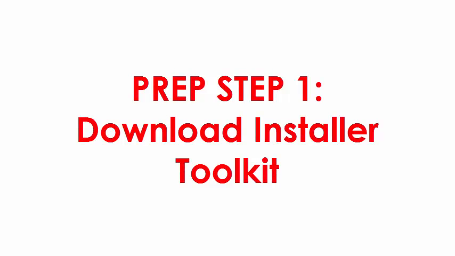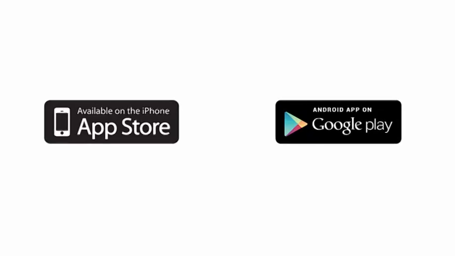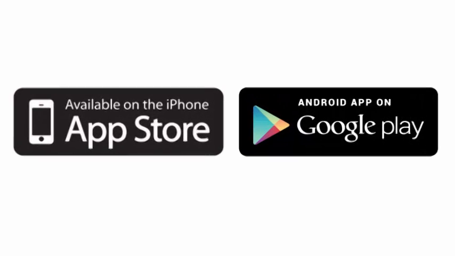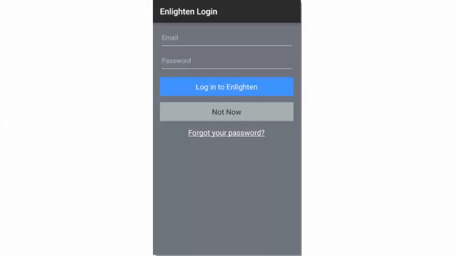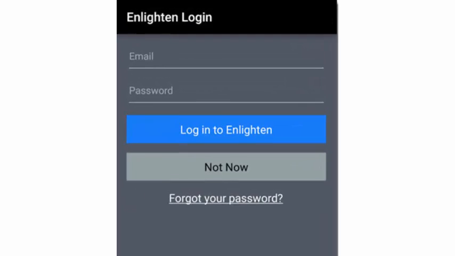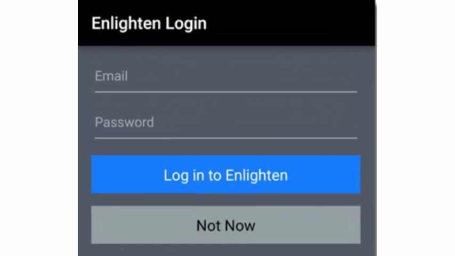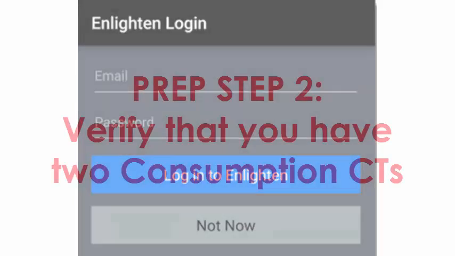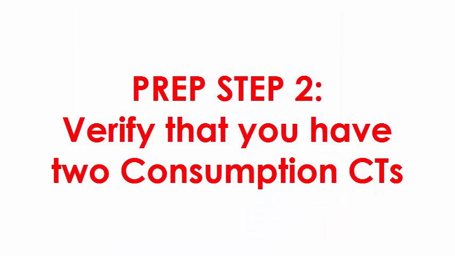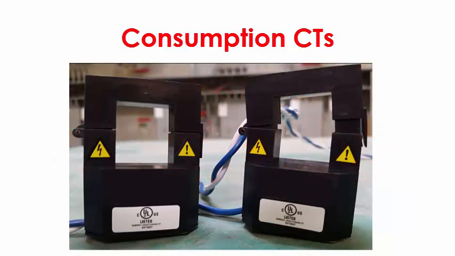Step 1. Download Installer Toolkit. Before you travel to the job site, download the Installer Toolkit mobile app to your iOS or Android device and log in to Installer Toolkit with your Enlighten email account and password. Step 2. Verify that you have 2 Consumption CTs. The Consumption CTs look like this.